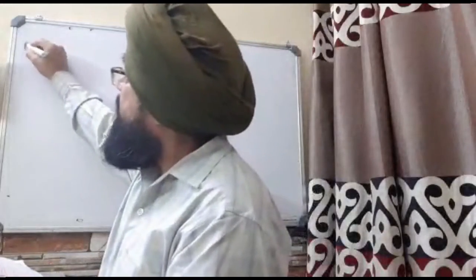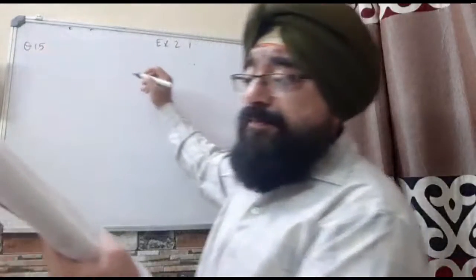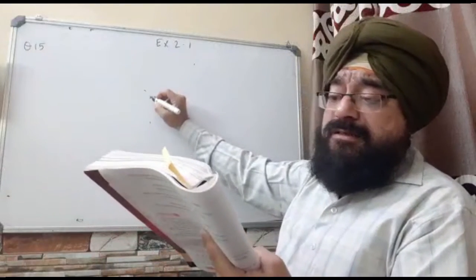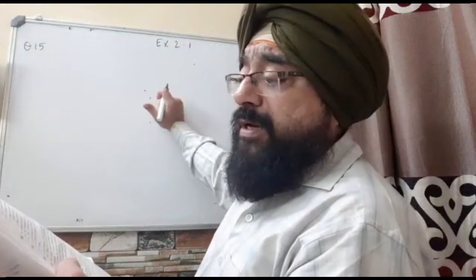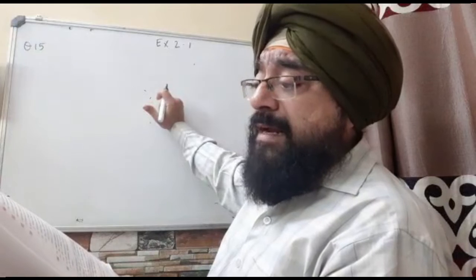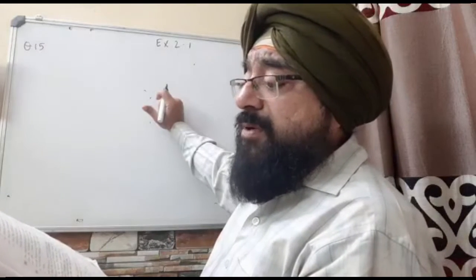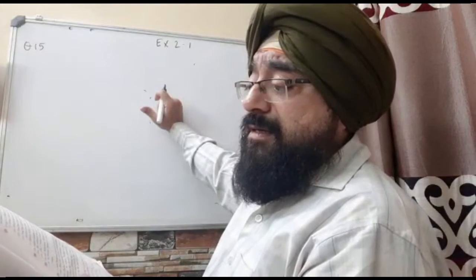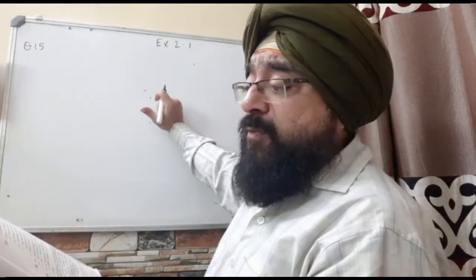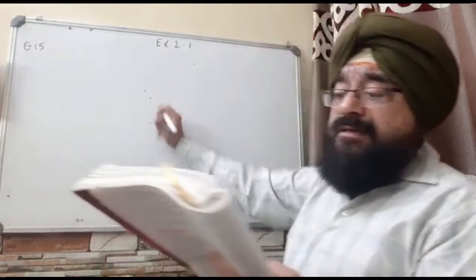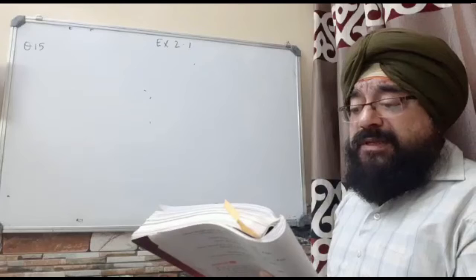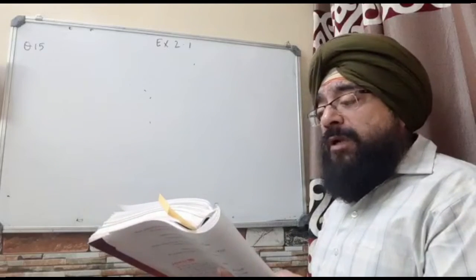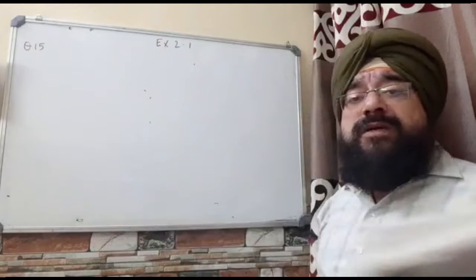Question number 15 says that there are two friends here, Vikram and Venkat. Vikram borrowed rupees 20,000 from the bank at 10% per annum simple interest. He lent it to his friend Venkat at the same rate immediately, but compounded annually. Find his gain after 2.5 years.